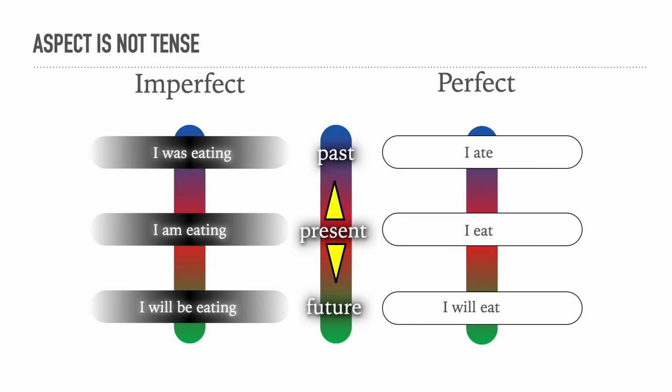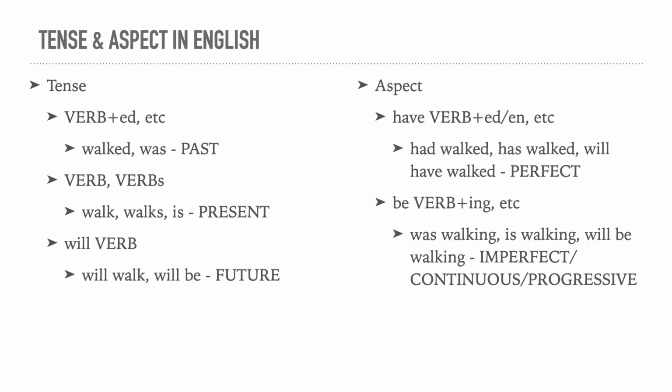So in English, as a bit of a rundown, if we're looking at tense, we're going to have things like verb-ed, like "walked," which is the perfective, but we'll also have "was walking," etc. And that indicates that it was in the past.